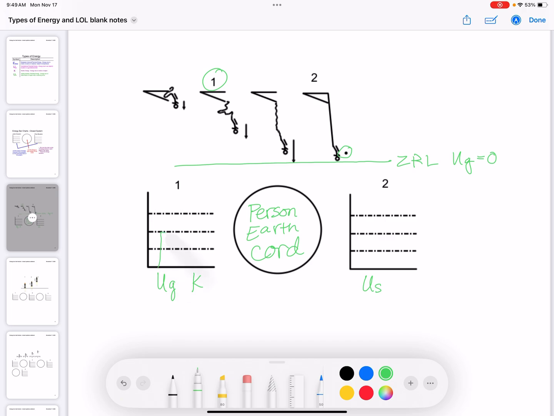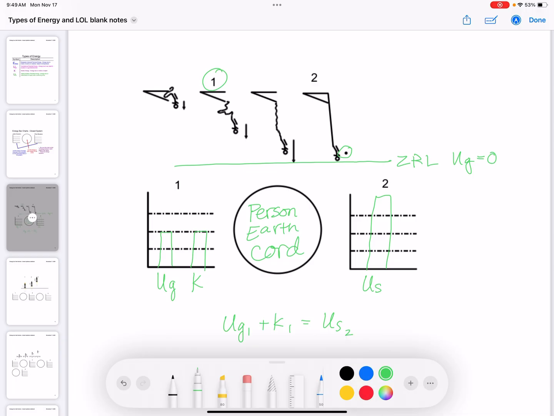I'm going to say that there's 2 blocks of gravitational and 2 blocks of kinetic in the beginning, and in the end we have 4 blocks of spring. Like I said, the number of blocks doesn't really matter. What matters is that you have the same number in the beginning as you do in the end. So now we can write our equation: gravitational potential energy at 1 plus kinetic energy at 1 equals spring potential energy at 2. And that's all we do.